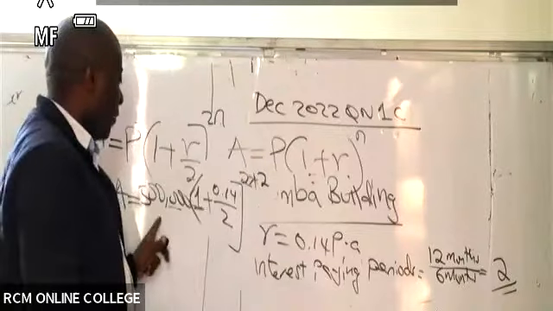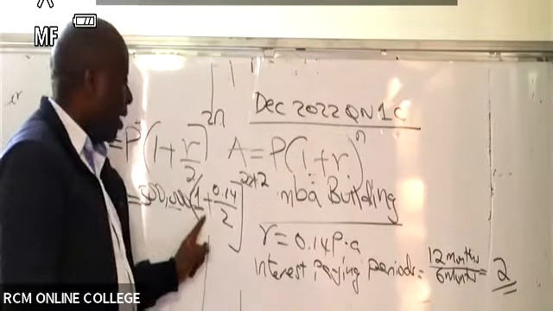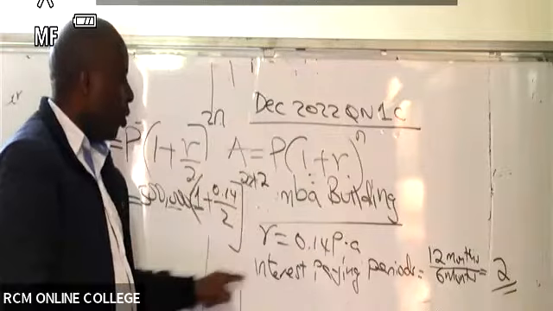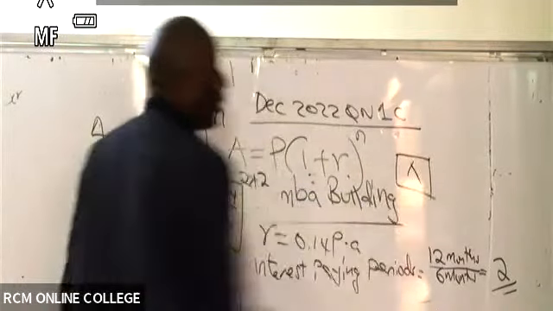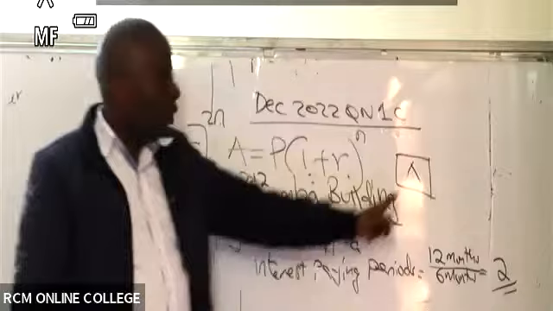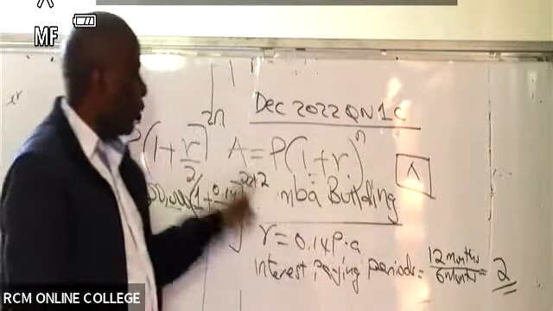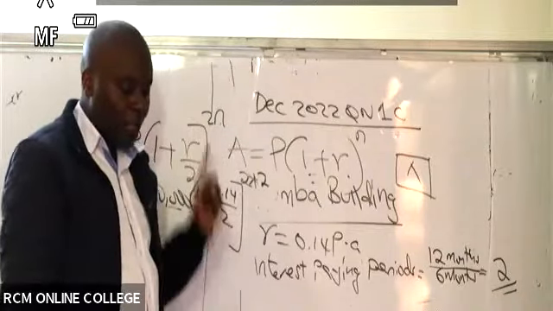So you say 500,000 times, open bracket, 1 plus 0.14 divided by 2, you close, and then you look for the raised function. In most calculators, it has a raised function like this. Raised to, of course, 2 times 2, which is 4. You raise this to 4. And then you tell me the answer.